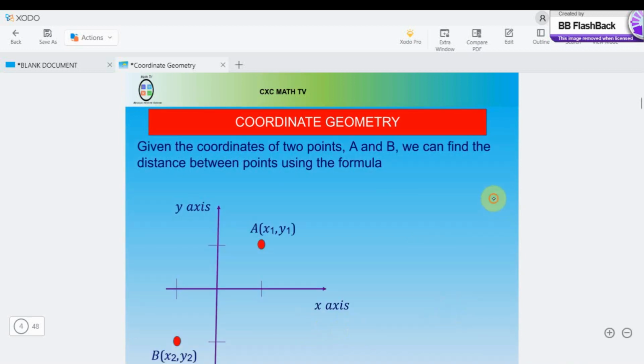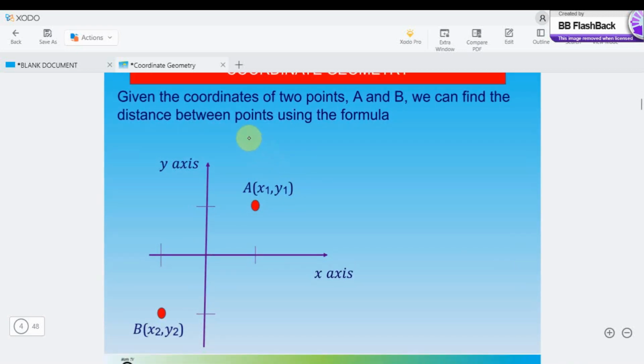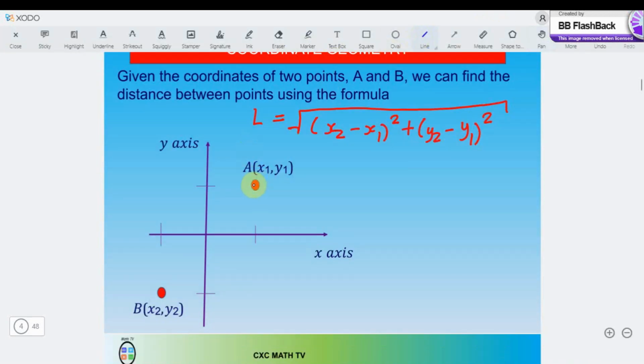Now, oftentimes they're going to give you 2 points and ask you to find the distance between those 2 points. We're going to have to use what we call the length of a line formula. The length of a line formula is given by the square root of x2 minus x1 squared plus y2 minus y1 squared. This is the formula we use to find the length of a line. So given any 2 points, you want to find the distance between them, this is the formula we use. Now it doesn't matter which one you call your x2, your y2, your x1 and your y1.